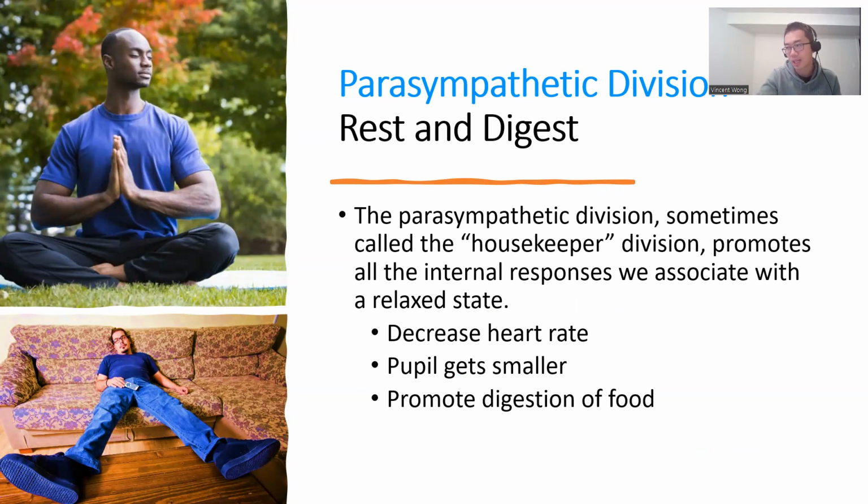This is the rest and relax, the rest and digest situation. Okay, you're just chilling. There's no immediate danger. You're relaxing at home. Heart rate goes down. Pupil gets smaller. Now is the time to promote digestion. Sometimes this is called a housekeeping division. Inside the body, it's time for cells to heal, to grow, and to divide, and so on and so forth.